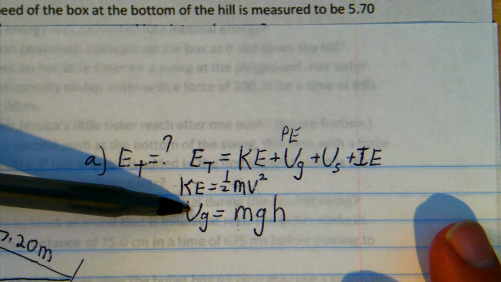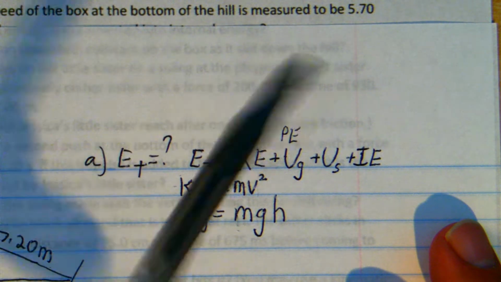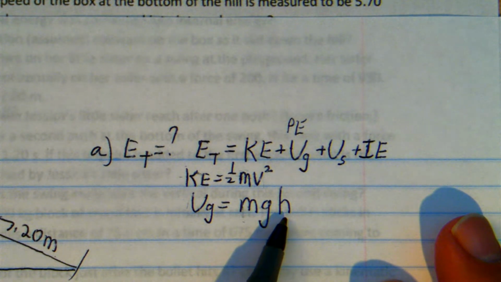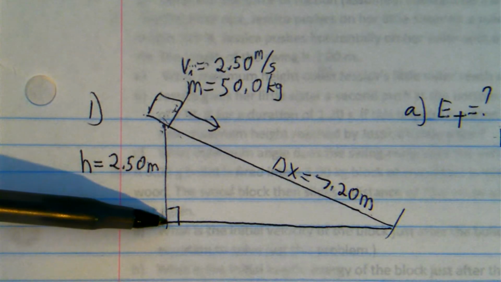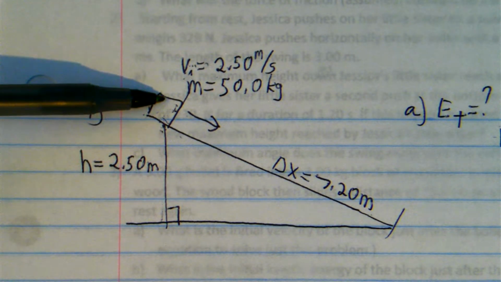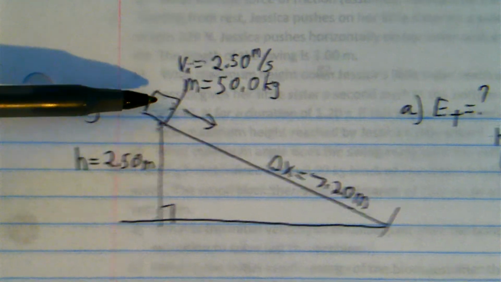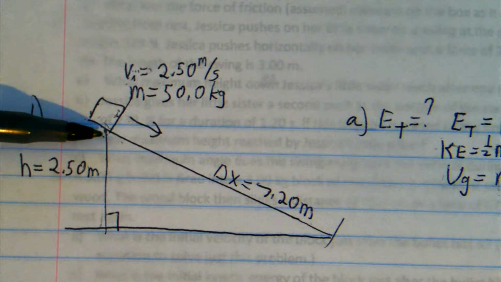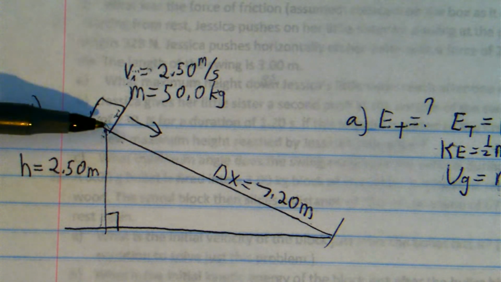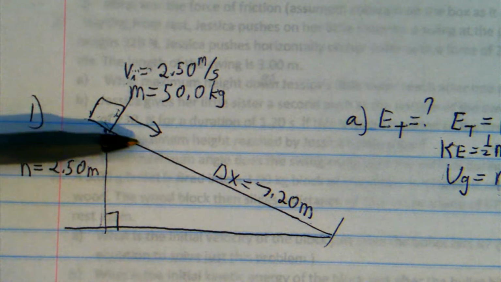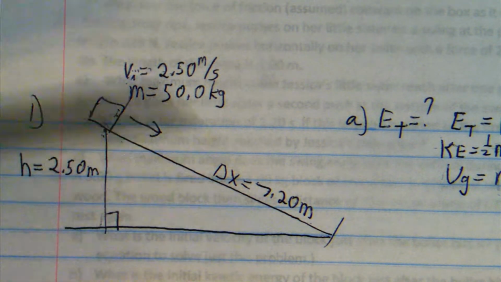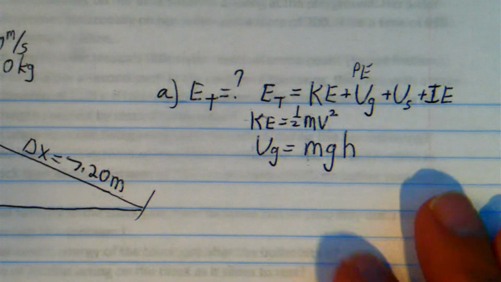For gravitational potential energy, it depends on where you choose your 0 height to be located. If you make 0 height at the bottom of this hill, then everything above that is positive gravitational potential energy. If you arbitrarily pick the top of the hill to be your 0 reference height, then everything below that will indeed be negative gravitational potential energy.